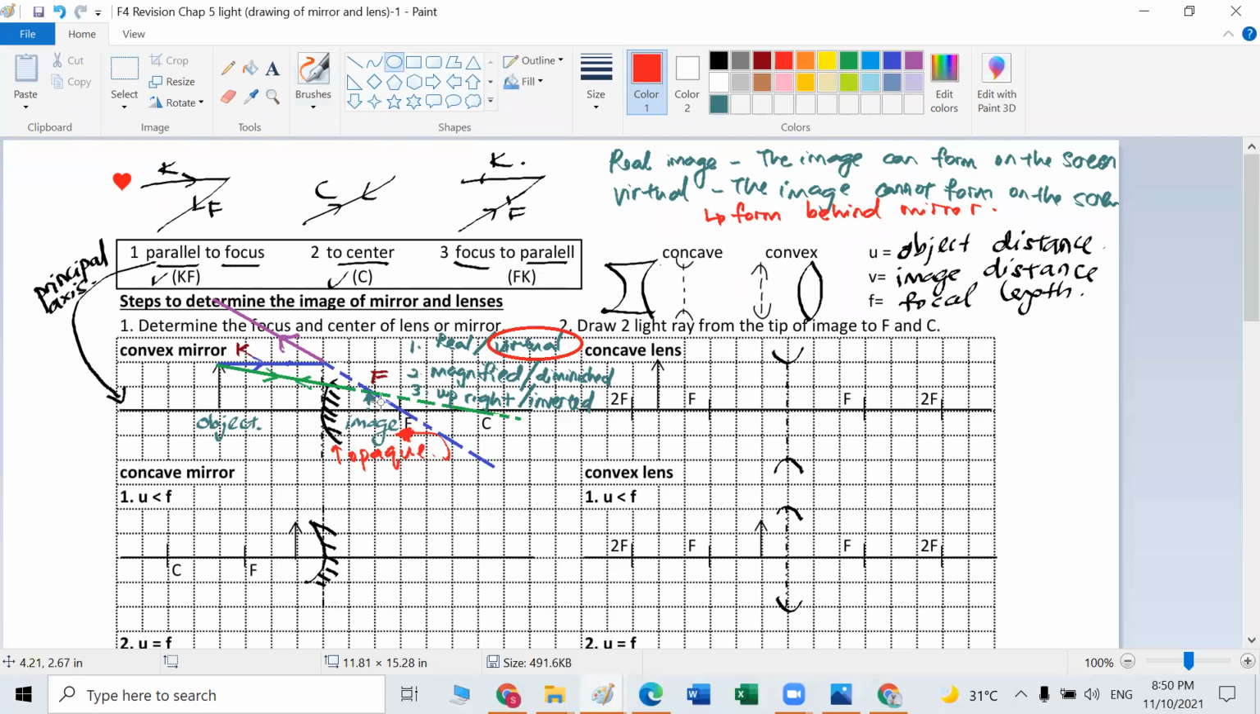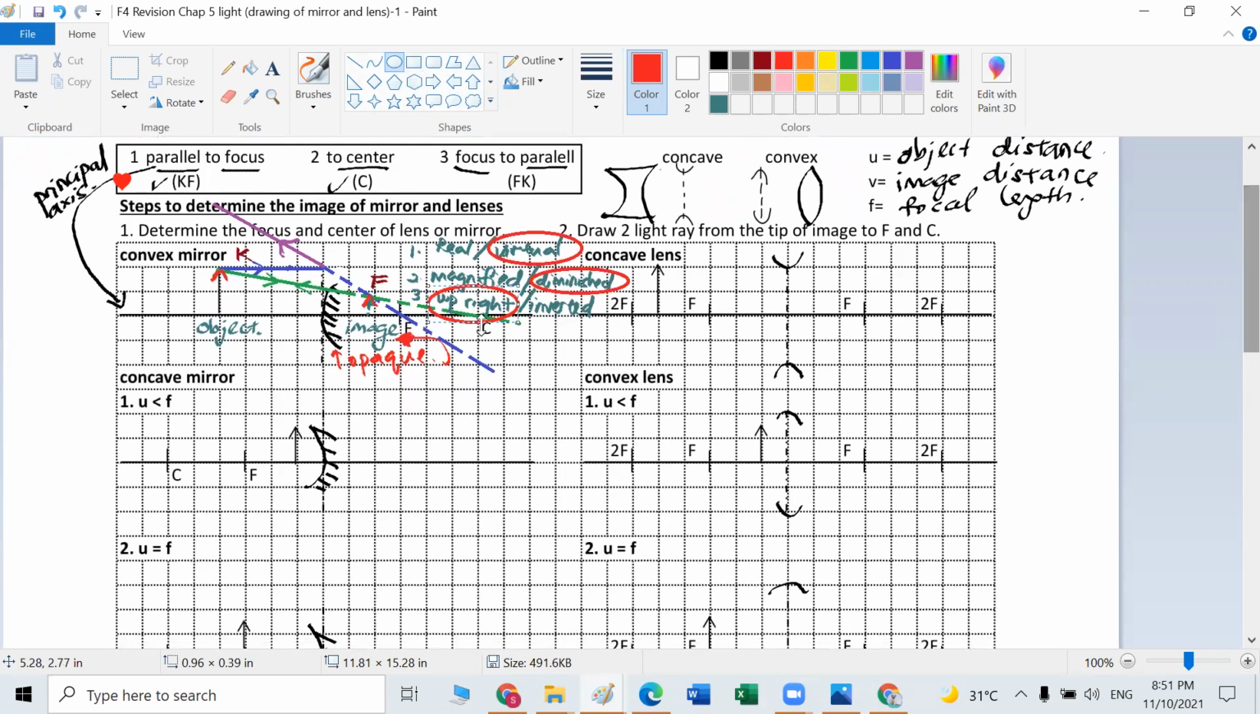Okay, so next you can see magnified or diminished. So compare with the object. Since all of you learned the transformation in maths, you can see the image is smaller than the object, so we say diminished. And you can see both of them are in the same direction. Same direction means they are upright.